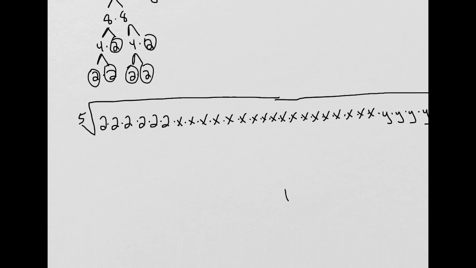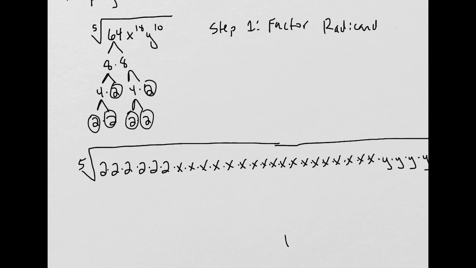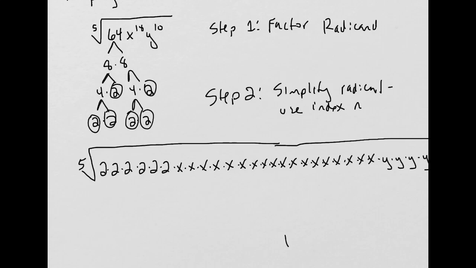Step 2 then is I'm going to do basically what we did before. So step 2 is I'm going to use my index number to tell me how many factors it's going to take for me to pull one out. So step 2 is just to simplify the radical, and I'm going to use the index number. So you'll notice in this case my index number is 5. What that means is it's going to take 5 factors in order for me to pull one out.